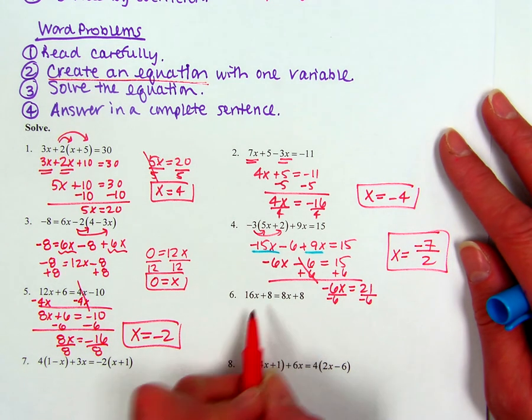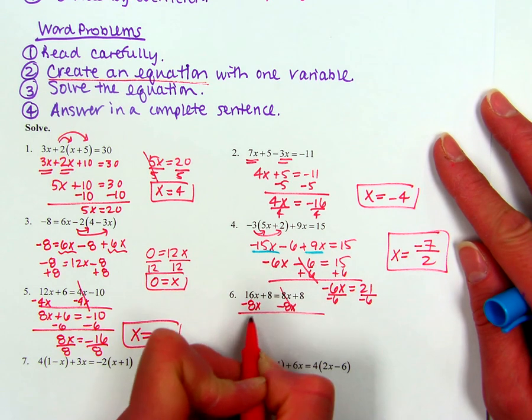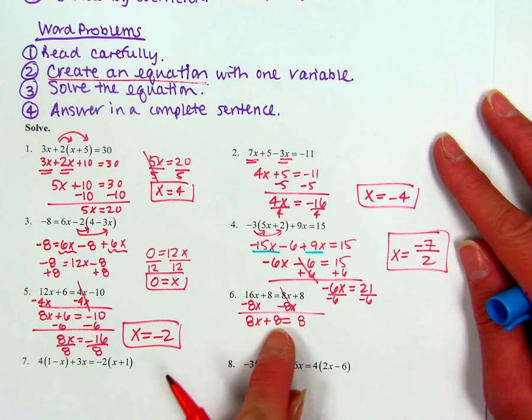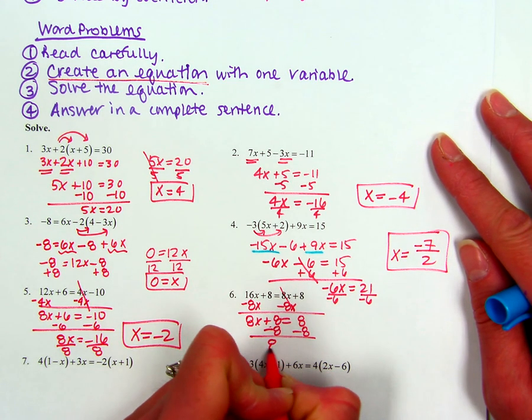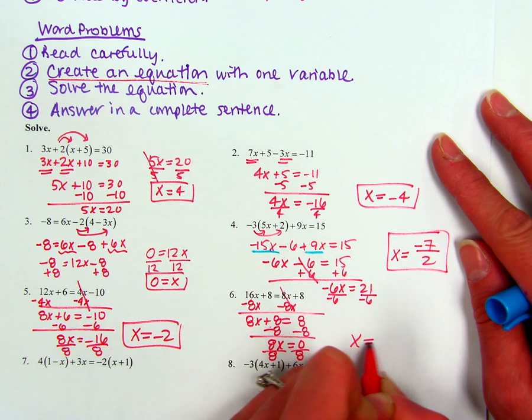All right, same thing here. No distributive property, so I'm going to undo my 8x. I have 8x plus 8 equals 8. You have lots of 8s in this problem. You want to undo the plus 8. So we have 8x equals 0, and then divide by 8. So we get 0 again.